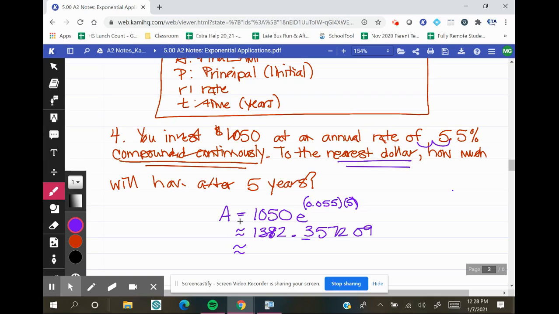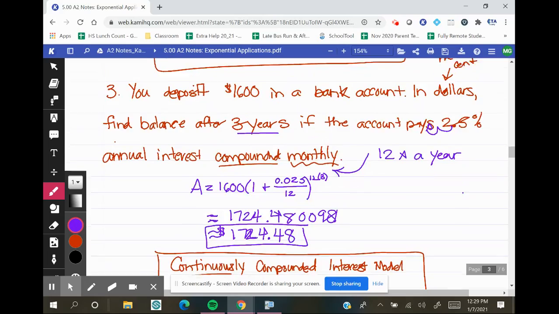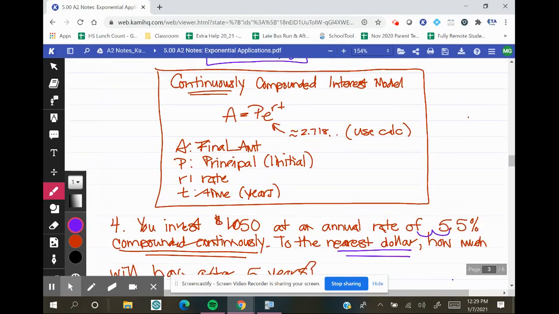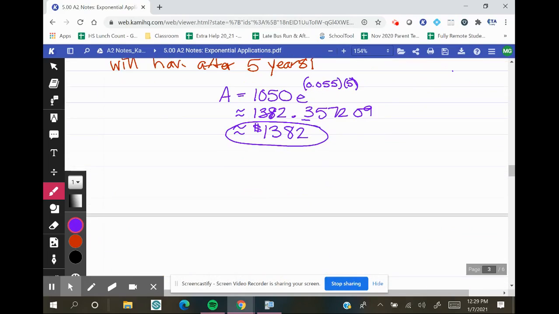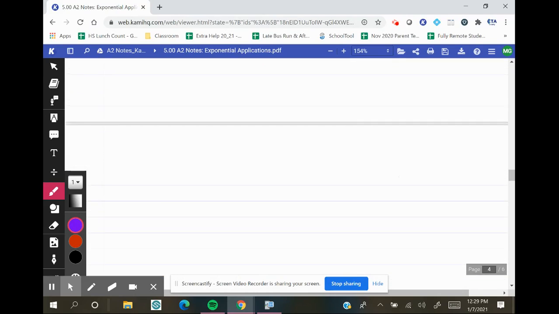So it's a 3 after the decimal, which means to the nearest dollar it would stay a 2. So $1,382. So again, big difference between rounding to the nearest dollar versus if it says in dollars, like it did in number 3. Okay, and remember, e is just a number.